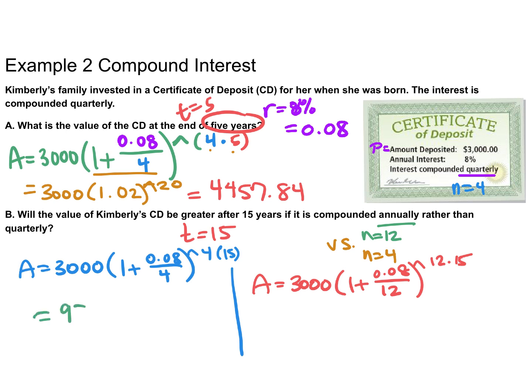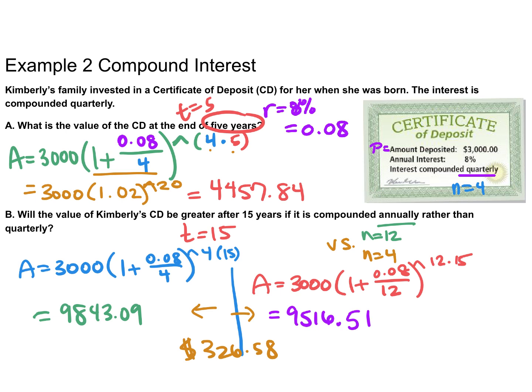You'd get $9,843.09 versus $9,516.51. So you want to compare those two numbers. This one versus this one. What ends up happening is you have a difference of $326.58. So this one, quarterly, ends up being better than the other.